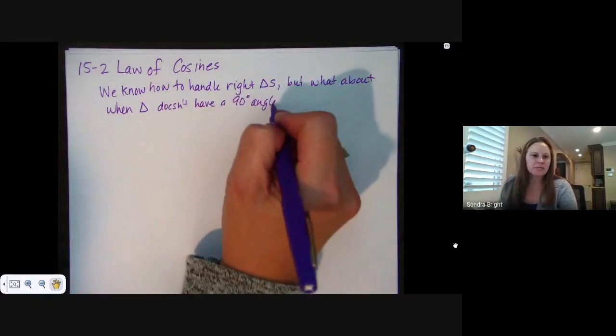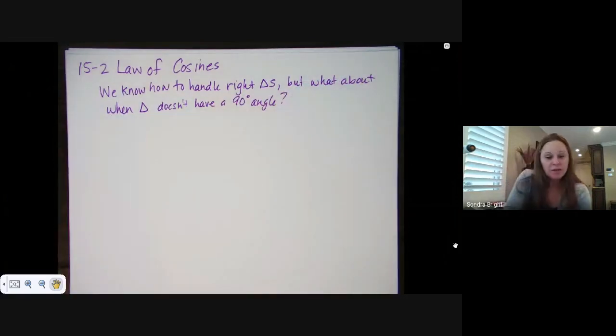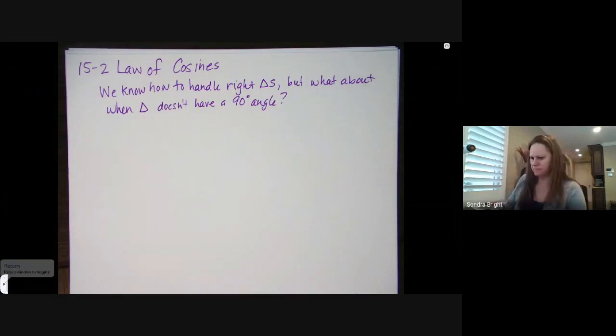We're going to also do another type of law also. I think that's tomorrow. Maybe, whatever. Starting with Law of Cosines though.